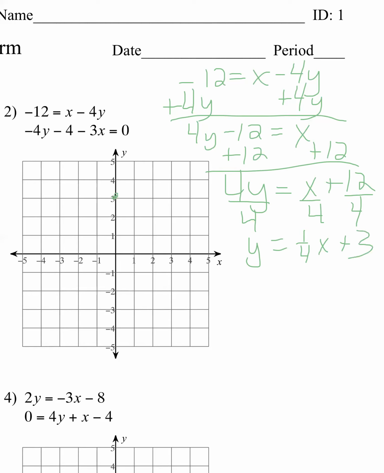Start at 3 and then I'm going to go up 1 over 4. I'm also going to do it on the left just in case they cross over there. We don't know yet. So I'll go down 1 to the left 4 and that should do the same thing. Okay, so we'll graph that line.